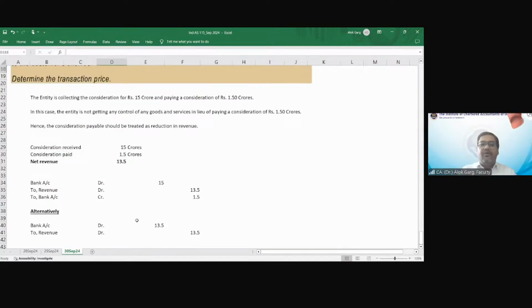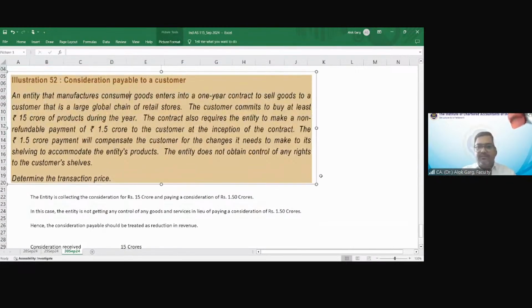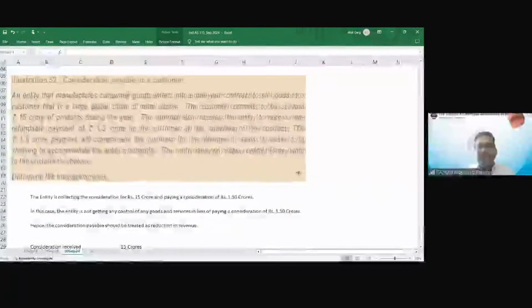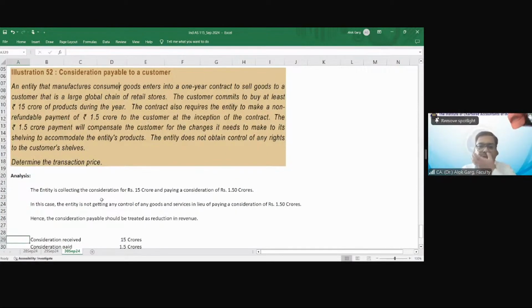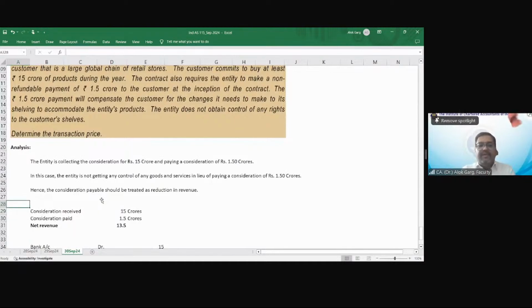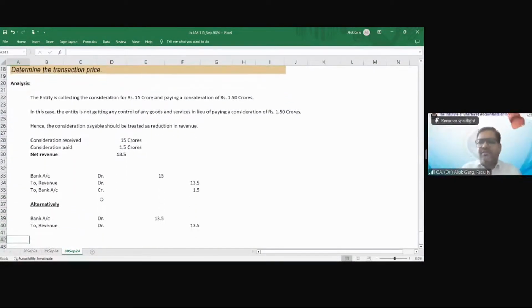Have you understood how you need to solve this question? Yes or no? Yeah. The key is analysis. So this you need to do for securing 4 to 5 marks. And you can see it took just hardly 3-4 minutes for securing 4 to 5 marks.